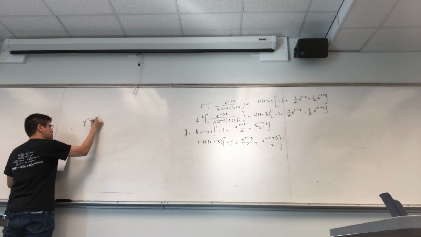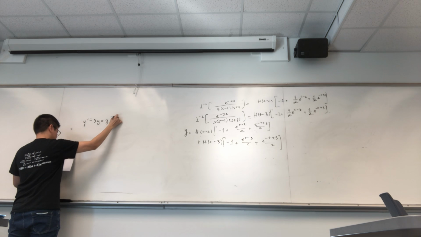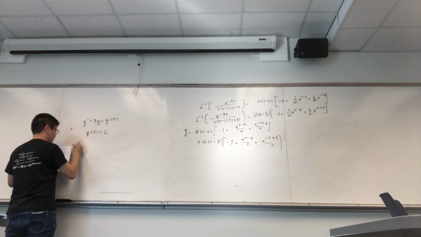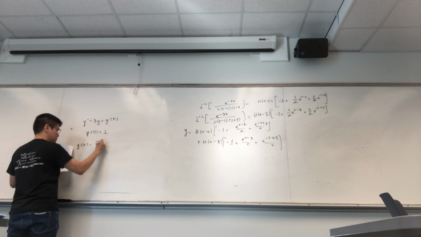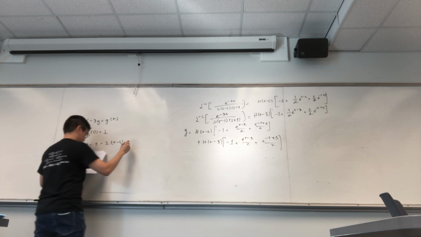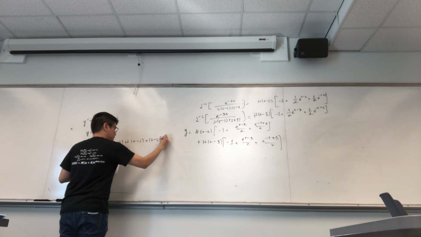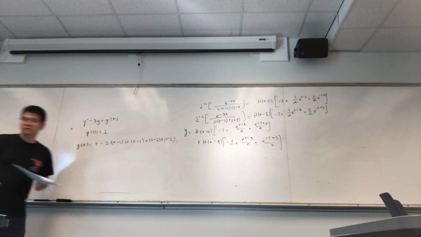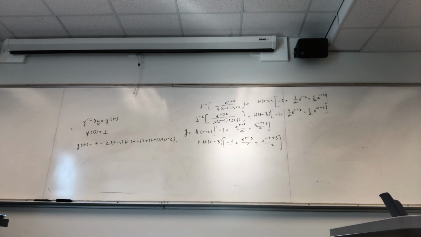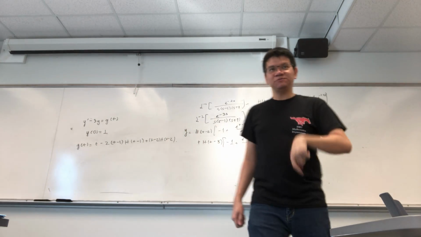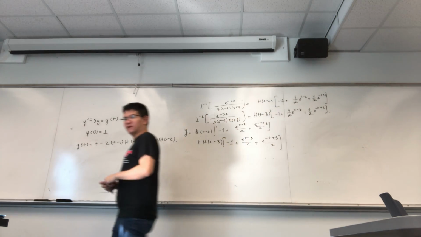You have y prime minus 3y is equal to g of t, y(0) is 1, and g of t will be (t minus 2) h(t minus 1) plus (t minus 2) h(t minus 2). So this time the problem is more difficult. It is easier in the sense that the degree of the equation is reduced from 2 to 1, but it's more difficult because the forcing term is more complicated.